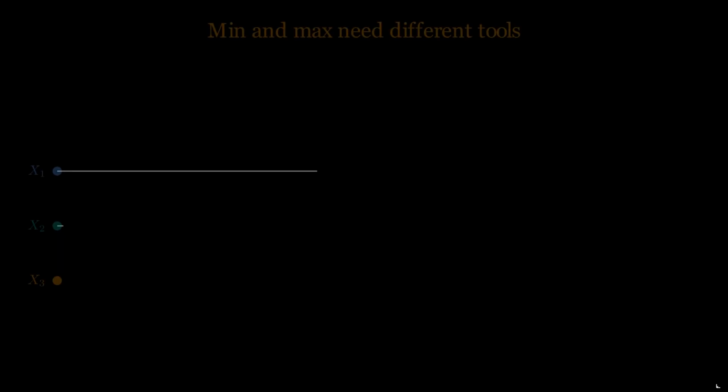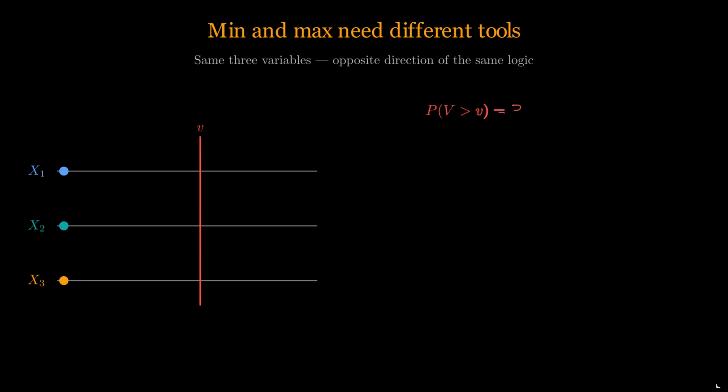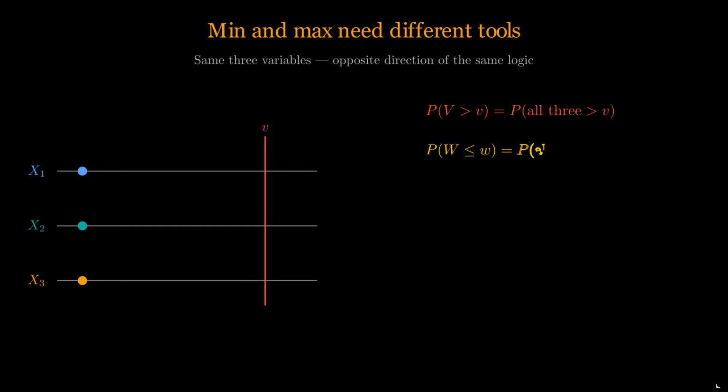Min and max look symmetric in the problem statement, but they need different tools. For the minimum, go through the survival function. The probability that V exceeds v means every single one of the three exceeds v. For the maximum, go through the cumulative distribution function instead. The probability that W is at most w means every single one of the three is at most w.